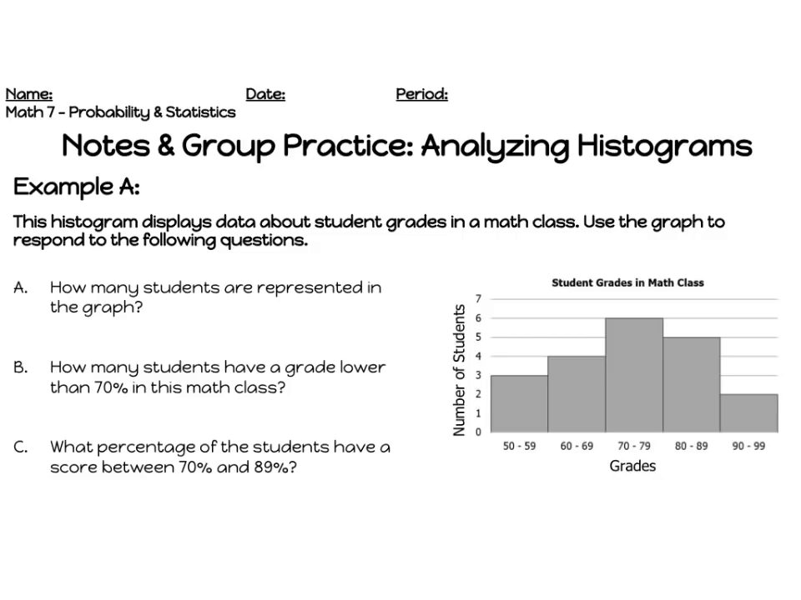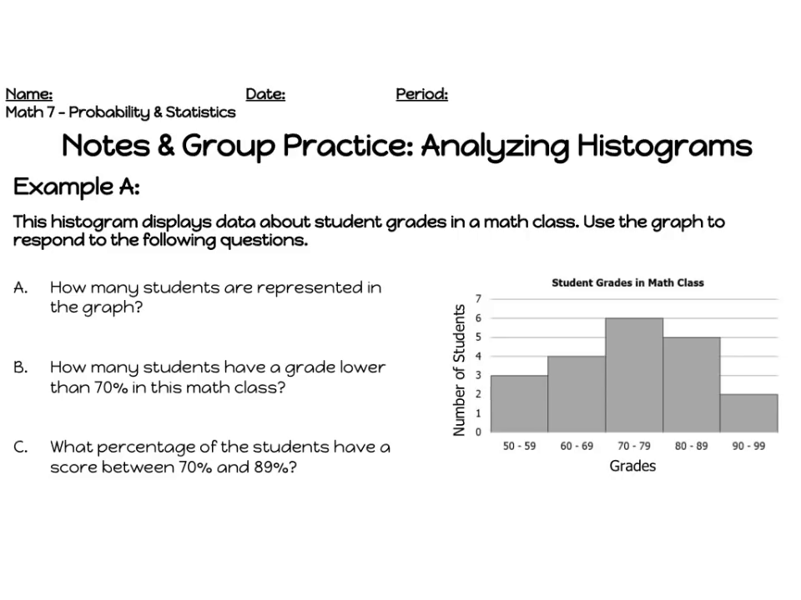So let's take a look right here at example A. Example A says this histogram displays data about student grades in a math class. Use the graph to respond to the following questions. So we've got a graph there, talks about grades, number of students, and we need to use that information to answer these three questions. So the first question says, how many students are represented in this graph?